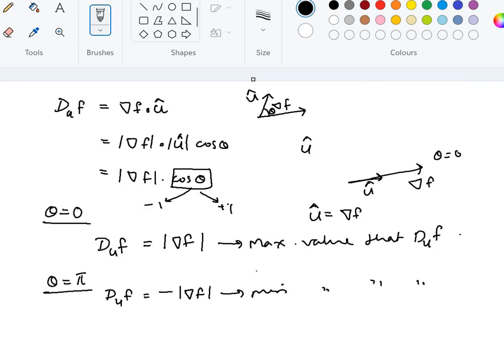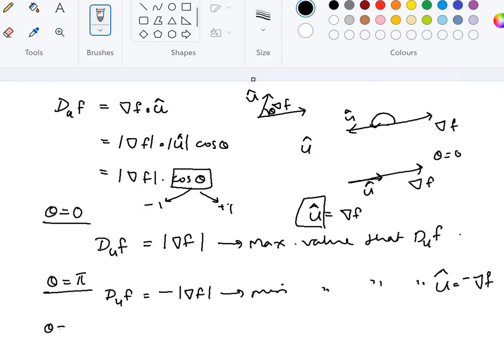Okay, so the maximum slope happens when you take the directional derivative in the direction of del f, and the minimum slope occurs when you take the slope in the direction of u cap, where u cap is the negative vector of del f, because the angle should be pi, which means 180 degrees, right? So u cap should be opposite to the direction of this del f.